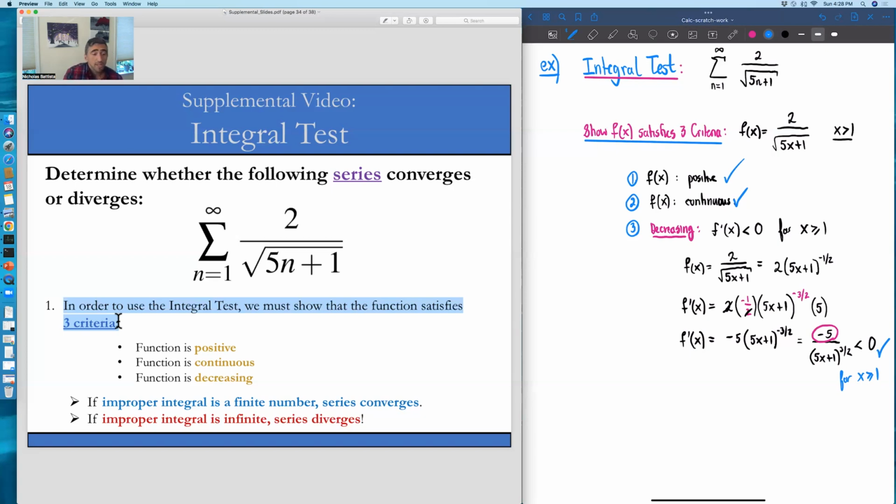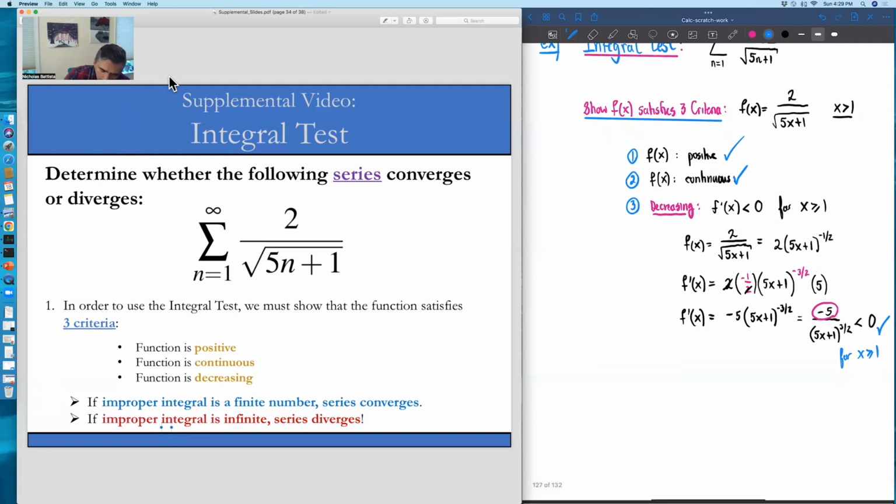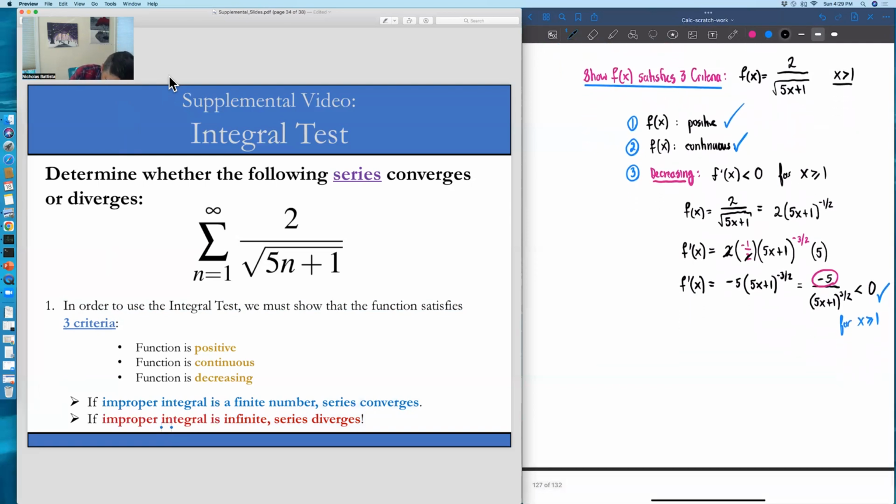So now that we've shown that this function satisfies the three criteria, we can actually go ahead and apply the integral test. And remember, the long and the short of the integral test is we put the question of convergence or divergence onto an improper integral. If the improper integral is finite, the series converges. If the improper integral is an infinite quantity, well, then the series diverges. So what the improper integral does, the series does essentially. So let's go back and now apply the improper integral.